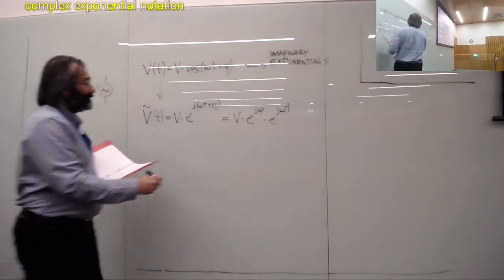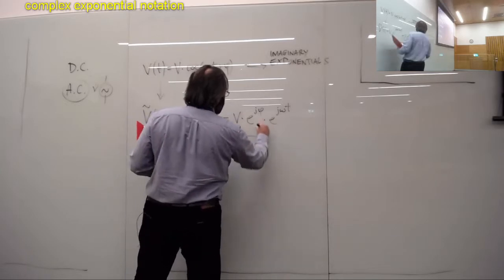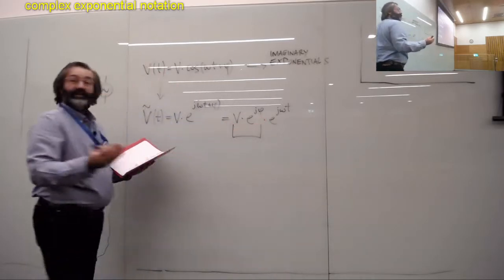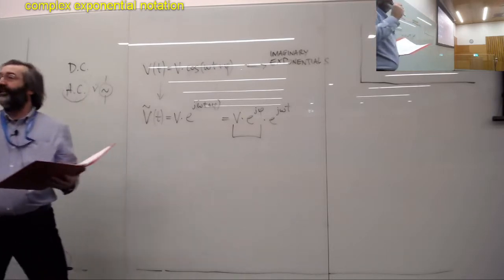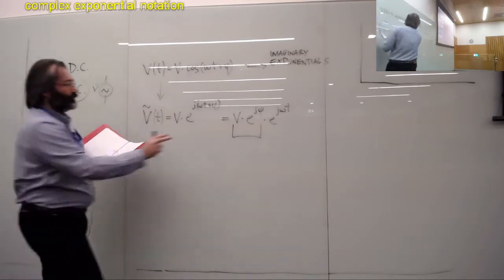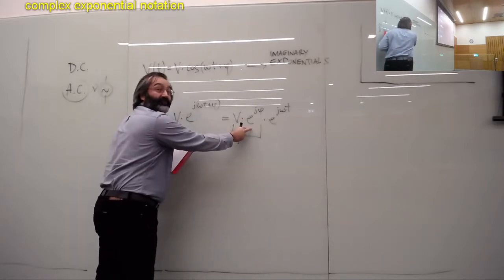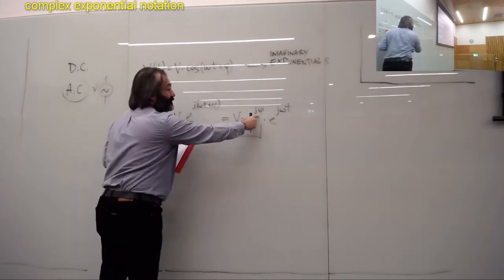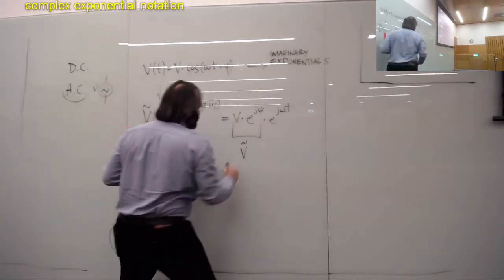And we will define, we will call this term here. You see that this term has no more T. Through this trick, I've removed T from the important term. You see that this is the important term. This carries the information of amplitude and phase. So I'll call this V tilde without T.